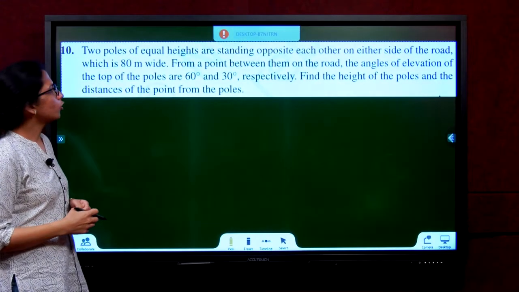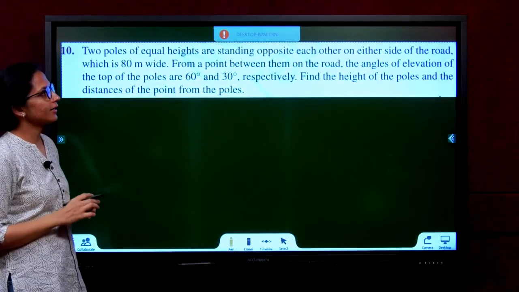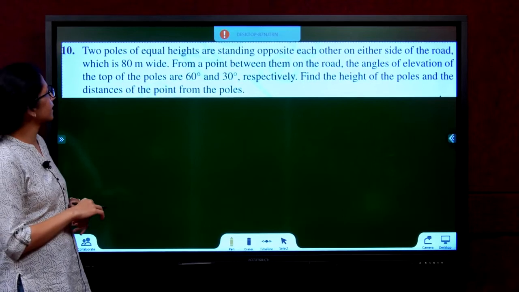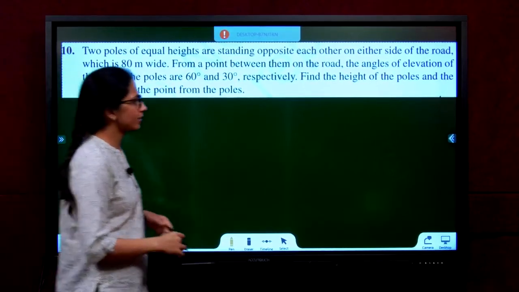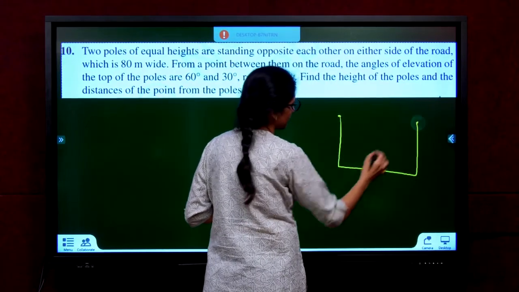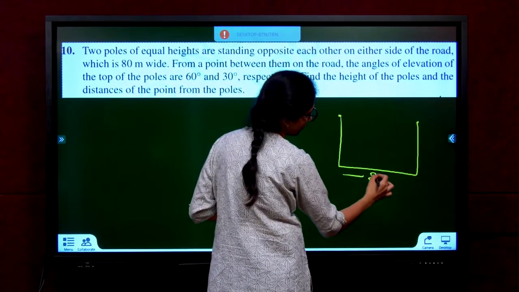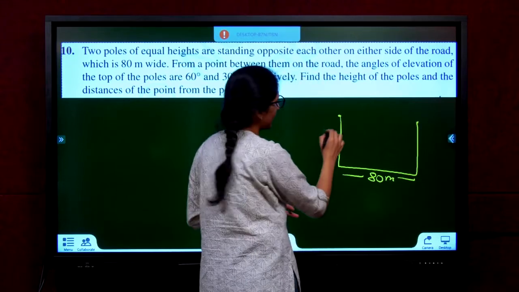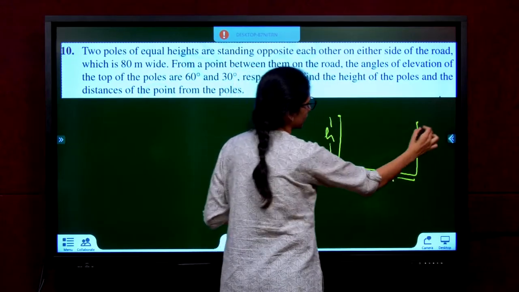Question 10. Two poles of equal heights are standing opposite each other on either side of the road, which is 80 meters wide. So let this be the road. They both are standing opposite each other. The road is 80 meters wide. They've given both of them have the same heights. So this is also h.